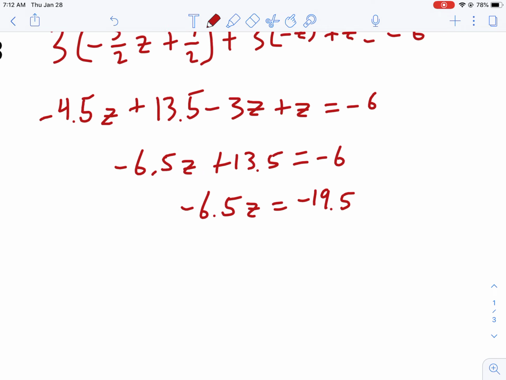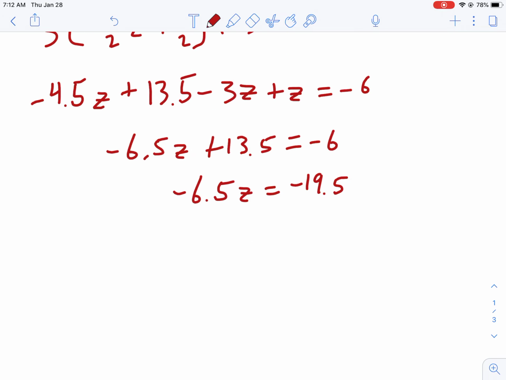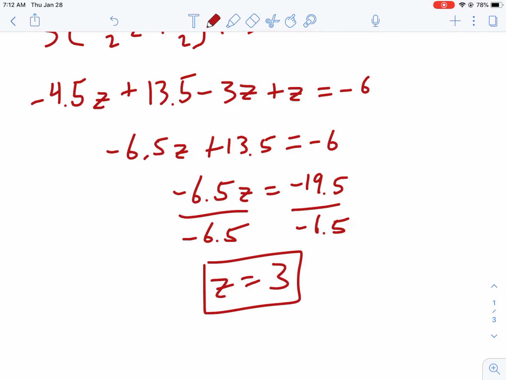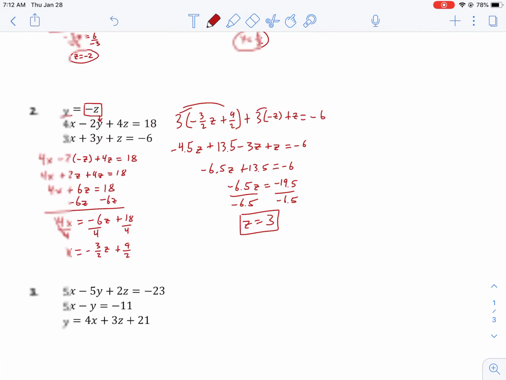What? No way that goes in. Oh, wait. Does it go in 3 times? I spoke too soon. I think negative 19.5 divided by 6.5 might be 3. It is 3. Okay, whew. So we're done with that. All right, z equals 3. Nice. Okay, so what do we do now?